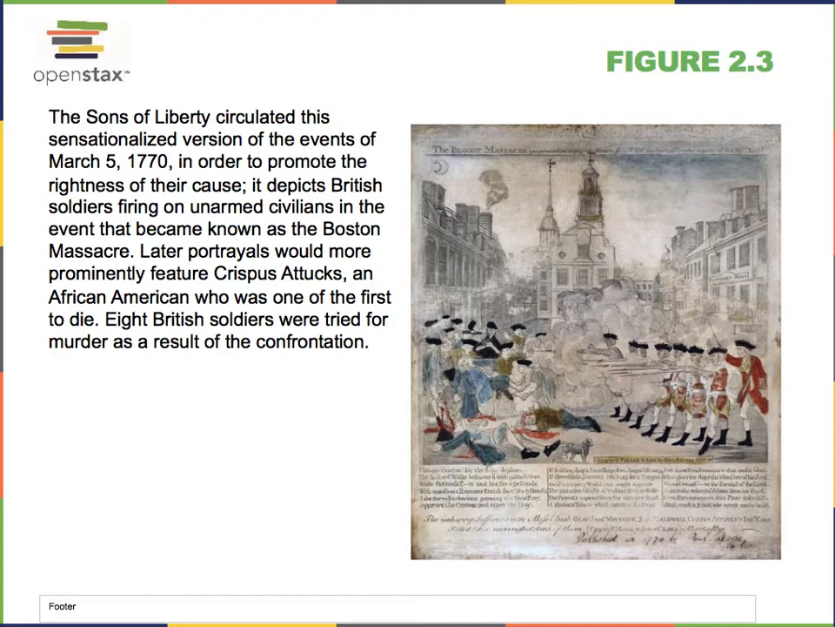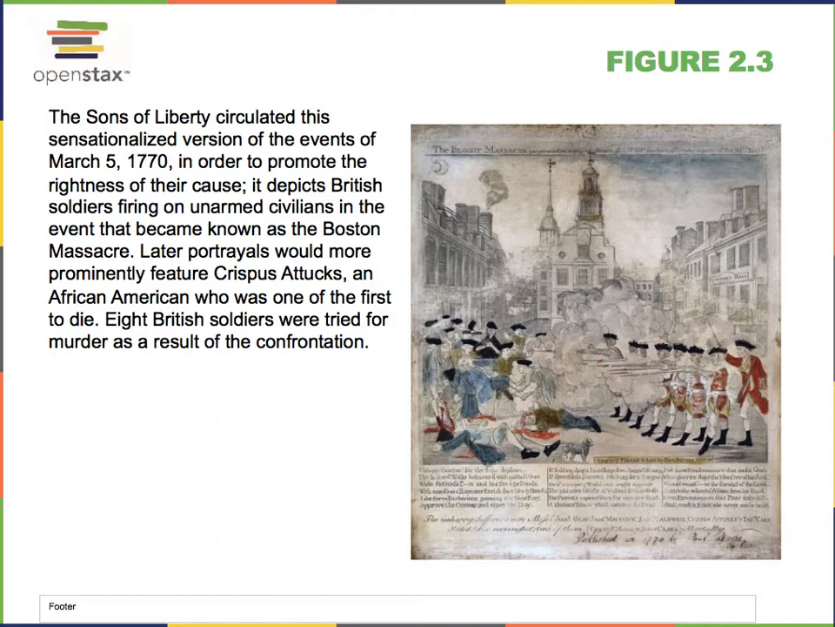So what we see here is a widely circulated illustration put together by the Sons of Liberty of the events of March 5th, 1770. It was used to promote what they call the rightness of their cause, or the justification of a revolution. It depicts British soldiers firing on unarmed citizens, which actually did happen, not necessarily how it's illustrated here. And that became known as the Boston Massacre.